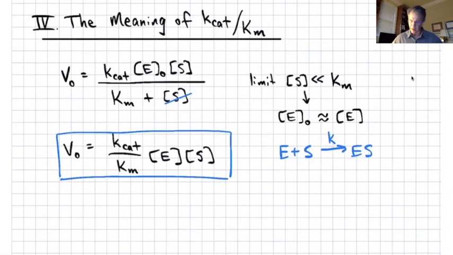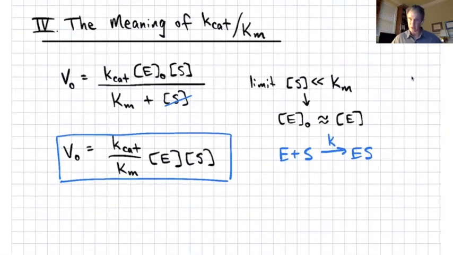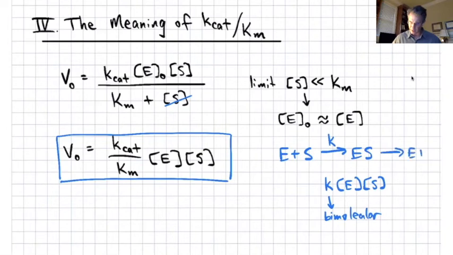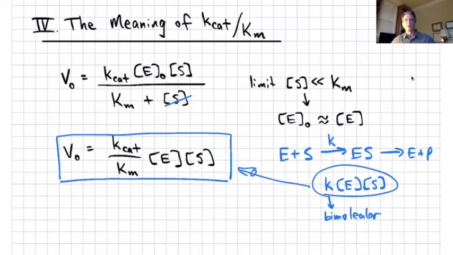If we wanted to know how fast we were making ES, that would just be k times the concentration of E times the concentration of S. And we would know that was a bimolecular rate constant. And then, of course, this turns into E plus P. So if you look at that expression and that expression, does that look familiar? Yeah, it's exactly the same form.